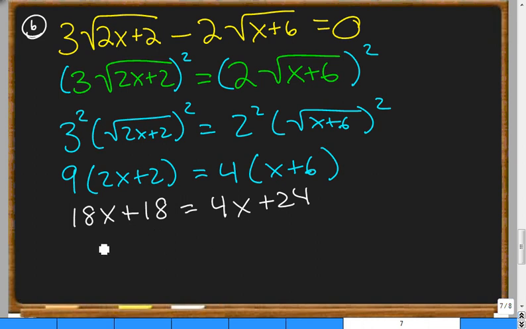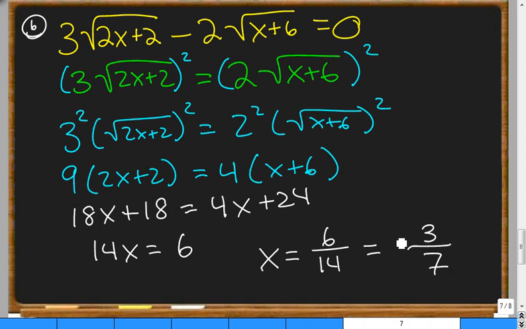So you're going to get 14x equals 6. And therefore, when you divide both sides by 14, you're going to get x equals 6/14, which is the same thing as 3/7. So that's the solution to our problem.